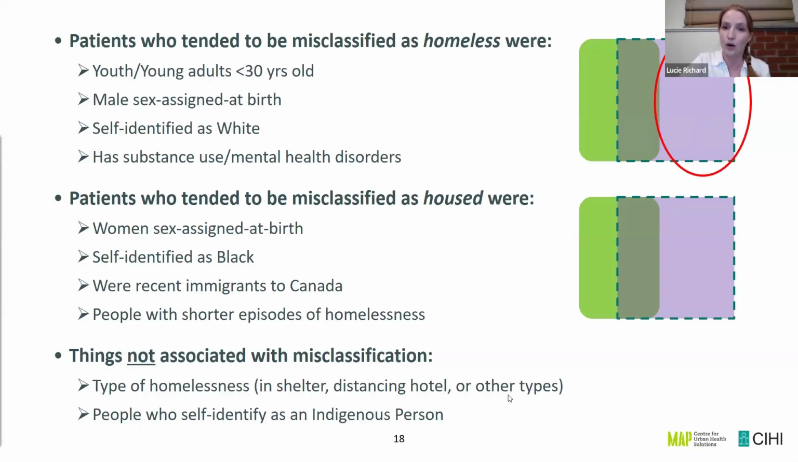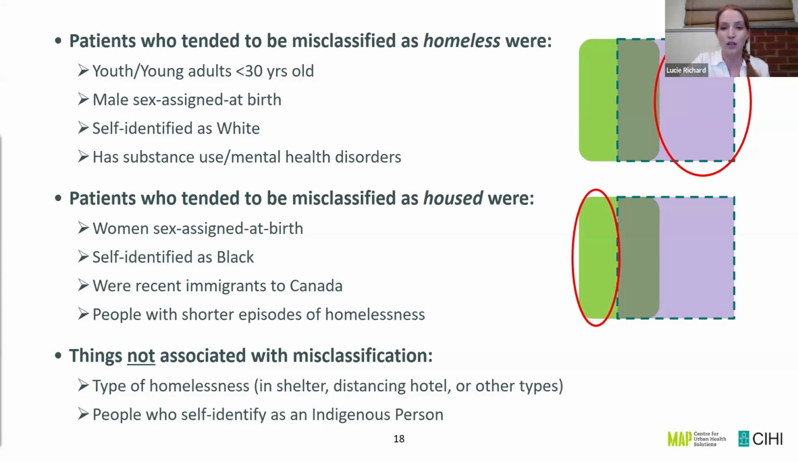The flip side is also true. There are some folks who are significantly more likely to not be identified as homeless when they were in fact homeless, what we would call false negatives. These people include people assigned female at birth, people who self-identify as Black, recent immigrants to Canada, and folks with shorter episodes of homelessness. Some of these characteristics are also associated with fewer healthcare encounters, so it's possible that healthcare frequency is partially explaining these associations, but I've also listed them here because we know that several of these groups also are less likely to disclose their status during healthcare for a variety of reasons.